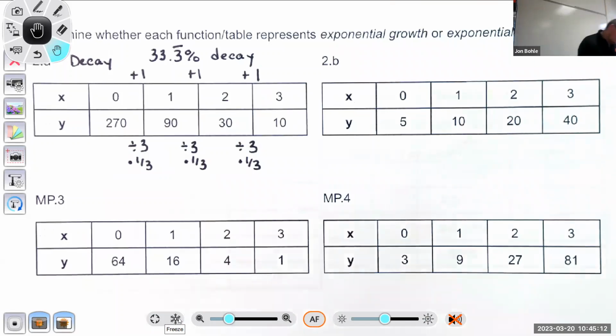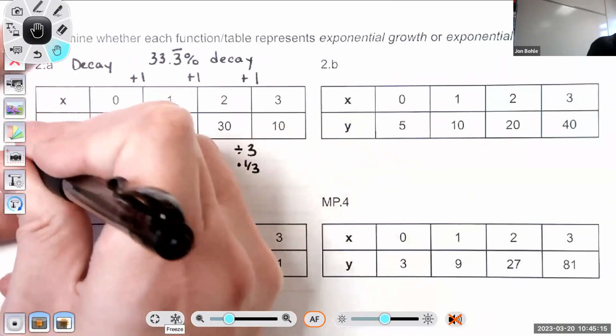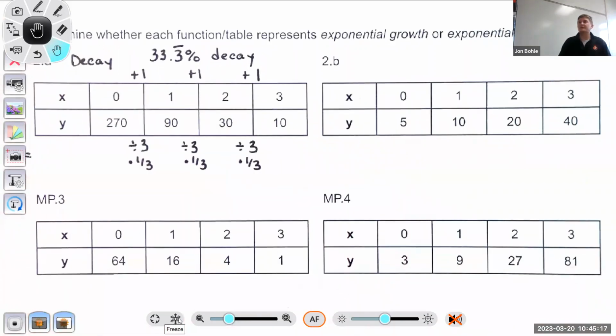So what's my R value? 33.3%. That's what the B value would be. But I just want to know what's the R value? How do I rewrite 33.3% as a decimal? 0.33.